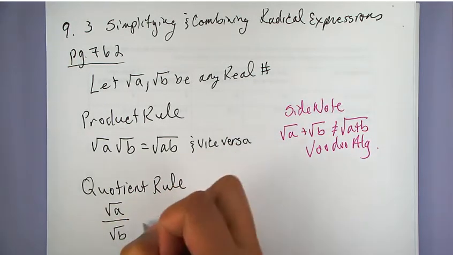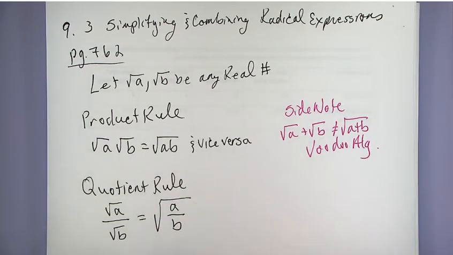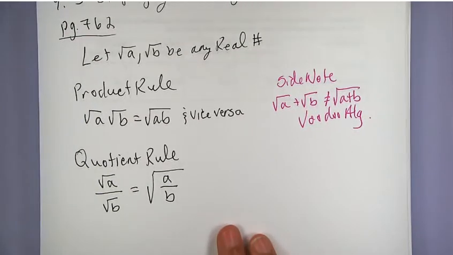Now, keep in mind that this not only works with square roots, but technically this works with the nth root. So we can do this with more than just square roots. But we have to be careful with our negative signs when we deal with radicals. But this works for all square roots. All right, so here we go, the quotient rule. And this is also vice versa.